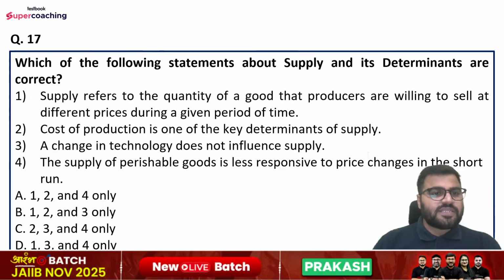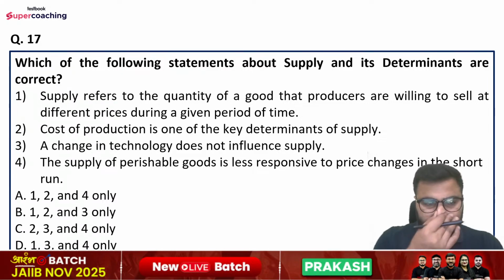Question number 17: which of the following statements about supply and its determinants are correct? So statements are: supply refers to the quantity of good that producers are willing to sell at different prices during a given period of time. Statement number second is cost of production is one of the key determinants of supply. A change in technology does not influence supply. The supply of perishable goods is less responsive to price changes in the short run.